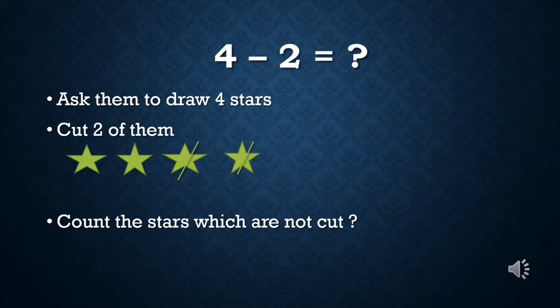Put a line on those stars which are cut so it's clear for them which ones are cut and which ones are uncut. After that, ask them to count the stars which are uncut. The stars which are not cut are the answer to this question. So 4 minus 2 is equal to 2.